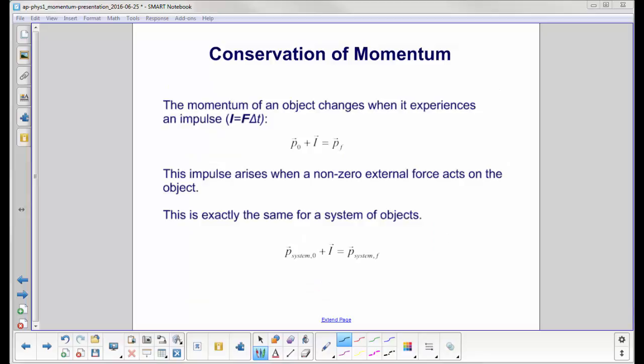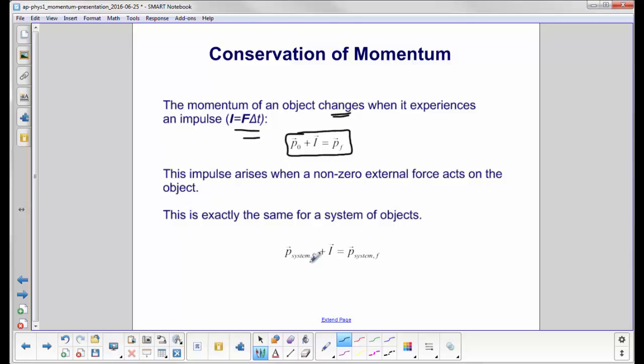The momentum of an object, again, let's just talk about one object, changes when it experiences an impulse. And this basically is the impulse-momentum equation written a little differently, right? Because impulse is equal to final momentum minus initial momentum. So the impulse comes when you have a non-zero external force acting on the object. We will extend that for a system of objects.